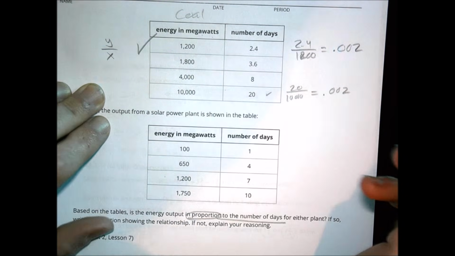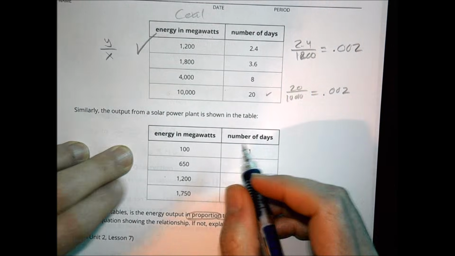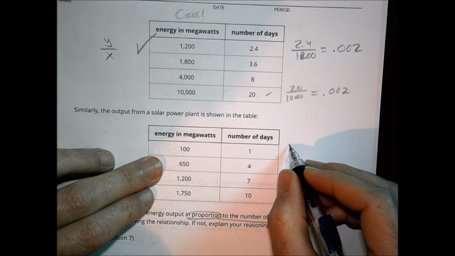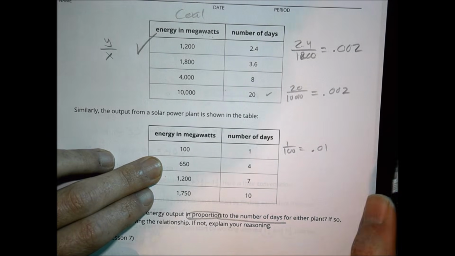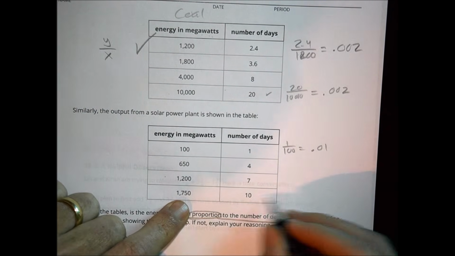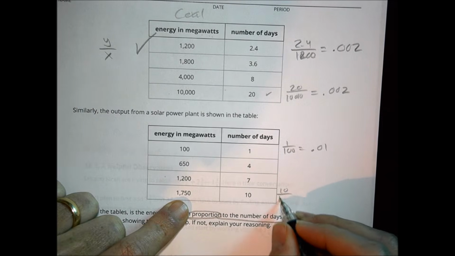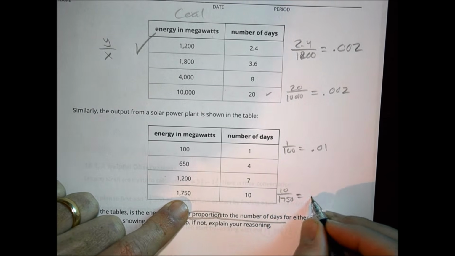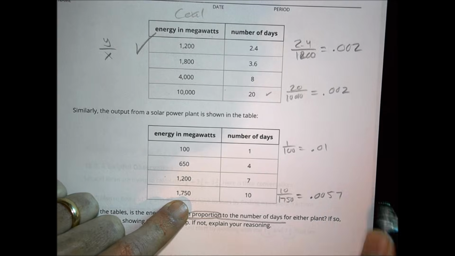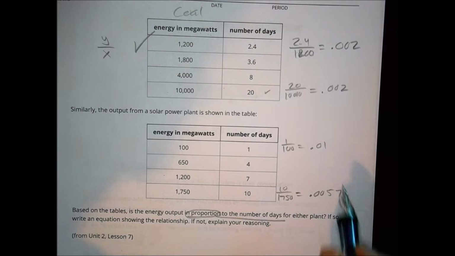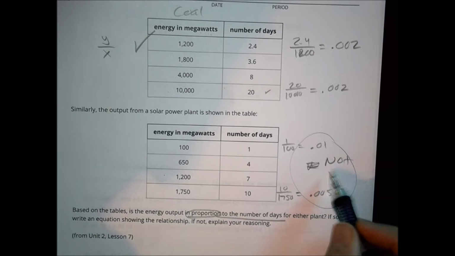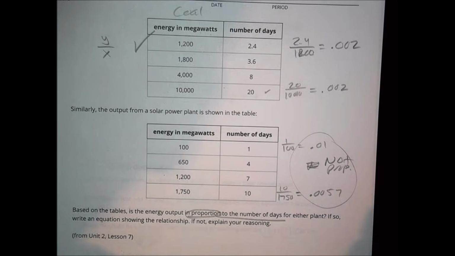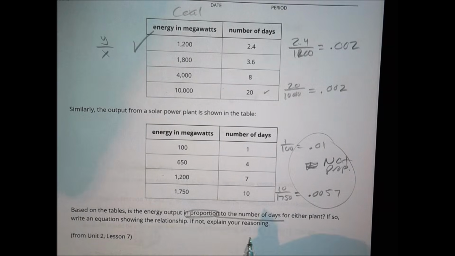When I look at the solar plant, here's what happens here. I have 1 over 100, which is the same as 0.01. But then we can just go down right here to look at this one, which is 10 out of 1750, which is 0.0057. I already have a difference there. These are not proportional, are they? Right? Not proportional. So there's definitely a proportional relationship with the coal plant, and there's not one with the solar power plant.